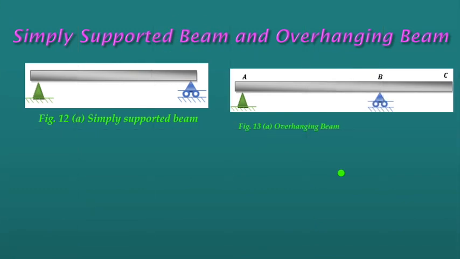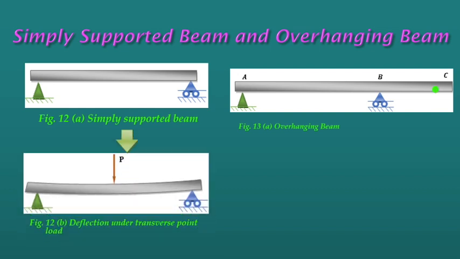Now it is the simply supported beam. So what is a simply supported beam? If the beam is supported like these two types of supports at two ends, this is called a simply supported beam. And this one is the overhanging beam. It means there are supports at these ends, and some part is like a cantilever. So this part B to C is similar to a cantilever, and A to B is like a simply supported beam. So the combination of these two is called the overhanging beam.